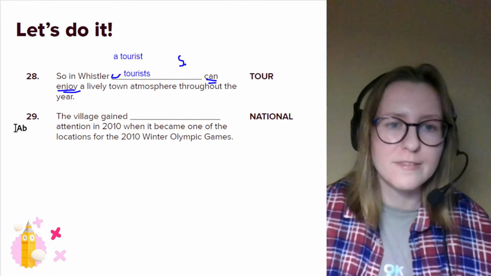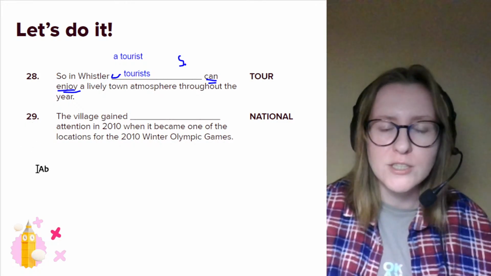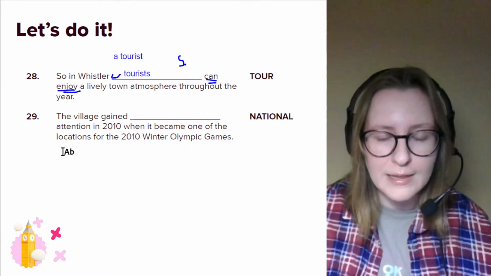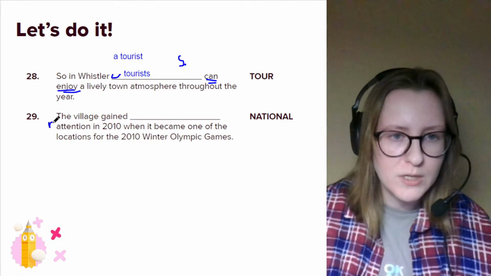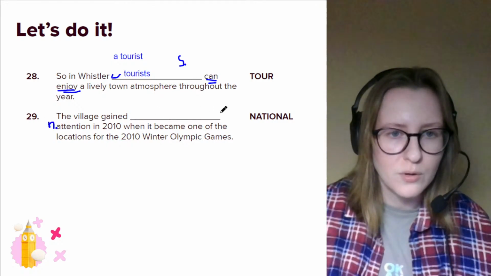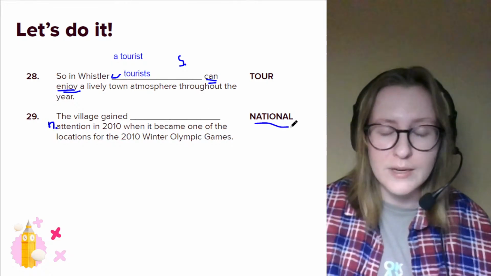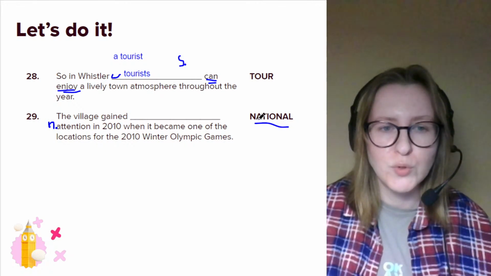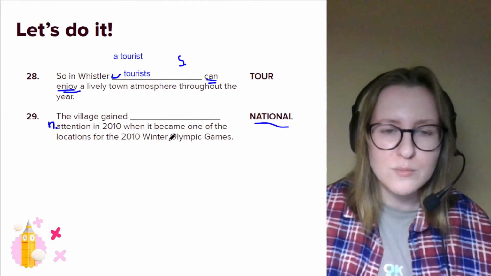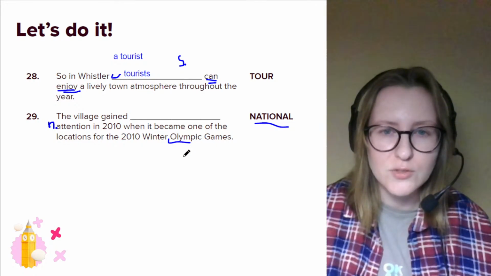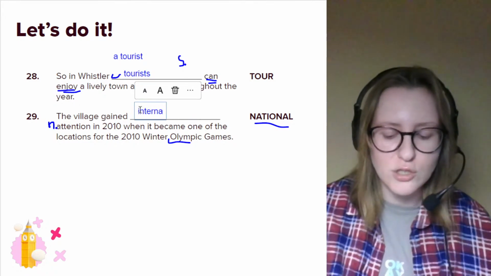Okay, and 29. The village gained attention in 2010 when it became one of the locations for the 2010 Winter Olympic Games. Okay, we have a noun after the gap, which means we need an adjective, right, to describe that noun. The village gained attention. What kind of attention? We already have an adjective in the task, so what? The opposite of national? Not really, right? Olympic Games don't happen only in one country. So, guys, this is another prefix. We need international, right?